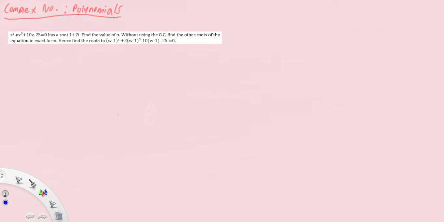So very simple, it has a root of 1 plus 2i. That means if we let f(z) equal to z^4 minus alpha z^3 plus 10z minus 25, we know that f(1 plus 2i) would equal to 0. This is the factor theorem, or the remainder theorem. From here, we just need to substitute every z with 1 plus 2i.